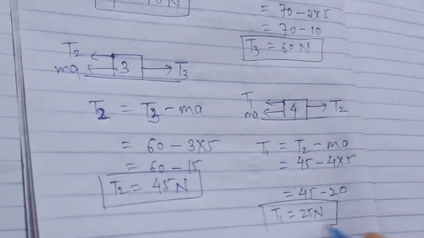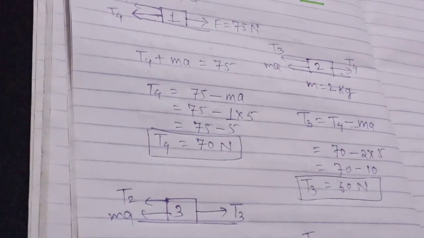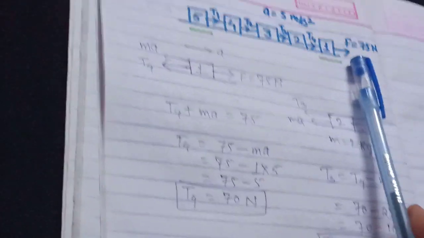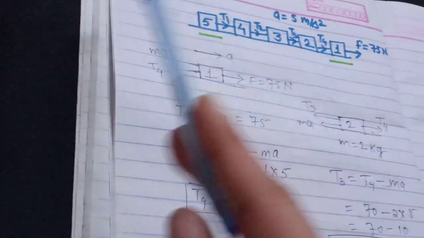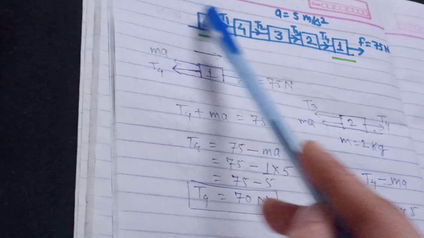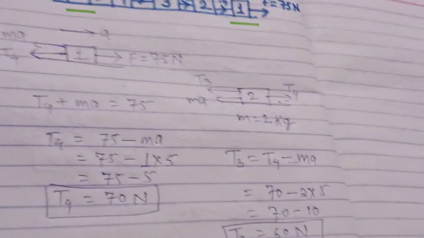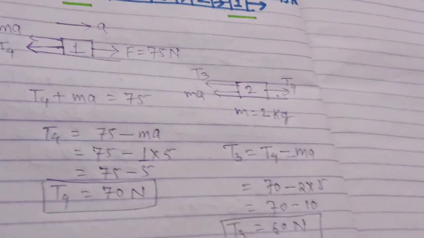I hope you all understand the whole method, how we get tension by this. Yesterday I told you that we draw the 5 kilogram block first. So I hope you like both the methods. If you have any doubt, ask me. I'll tell you the answer.